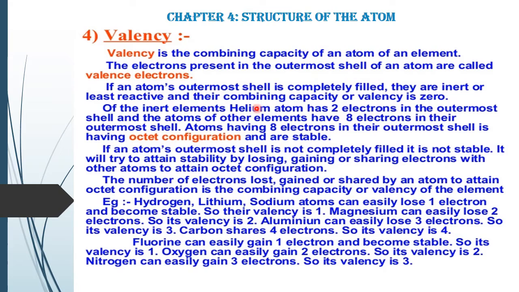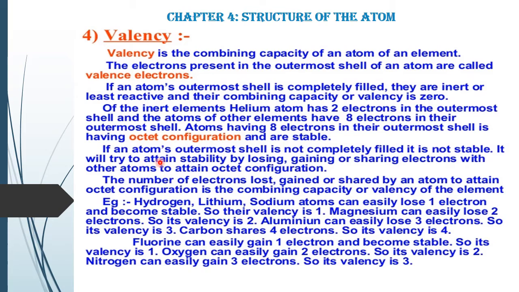Of the inert elements, the helium atom has 2 electrons in the outermost shell, and the atoms of other elements have 8 electrons in the outermost shell. We have discussed neon, argon, etc. Atoms having 8 electrons in the outermost shell have octet configuration and are stable. If an atom's outermost shell is not completely filled, it is not stable. It will try to attain stability.